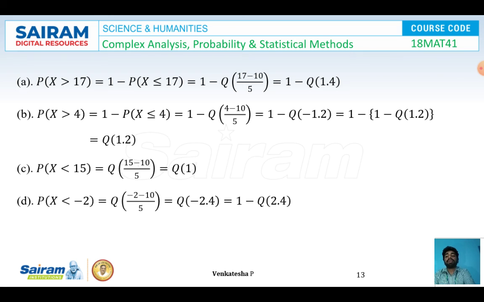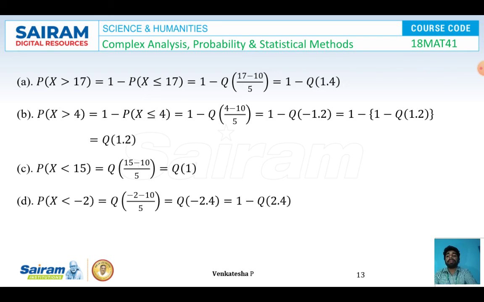Similarly, next one, P of x is greater than 4. So it will be equal to 1 minus P of x is less than or equal to 4. It will be equal to 1 minus Q of (4 minus 10) by 5. So in the expression, I am replacing x equal to 4. After simplifying, I got the value 1 minus Q of minus 1.2, and I'll be converting this term into positive with this expression, that is 1 minus of Q of 1.2. So I got the value Q of 1.2 after simplification.